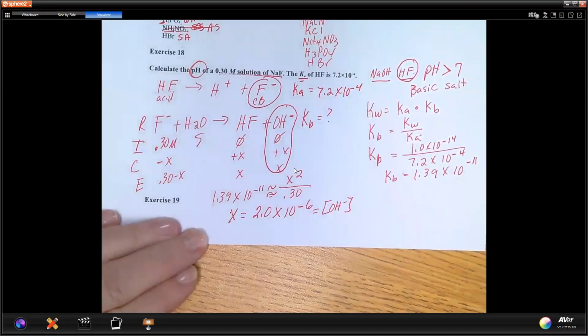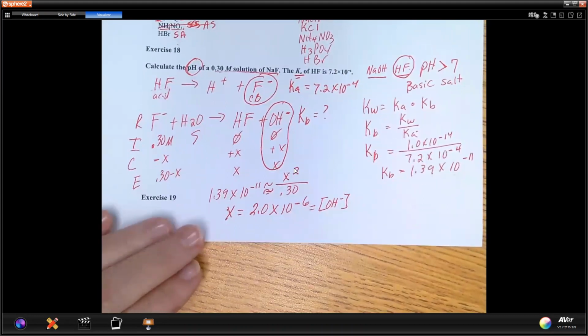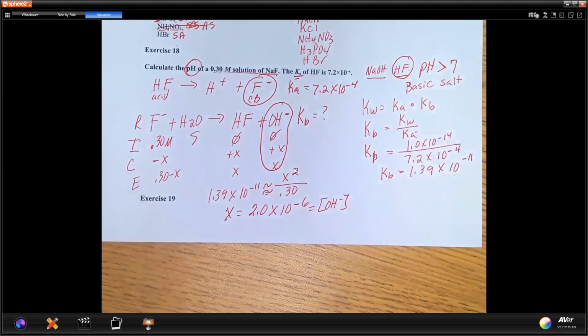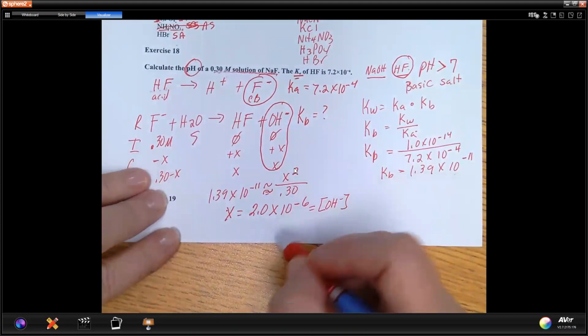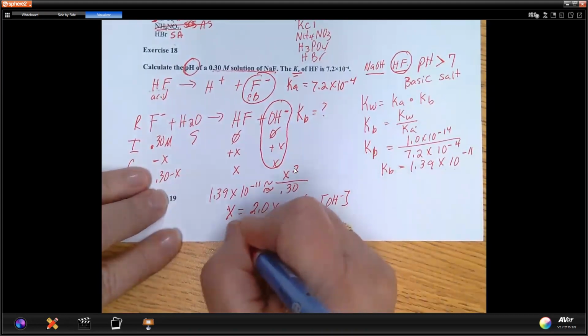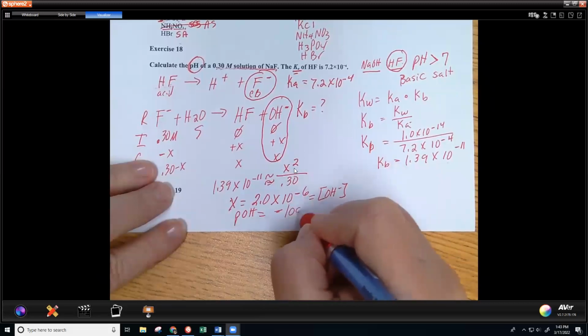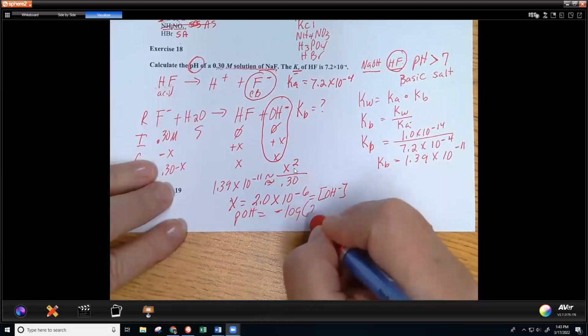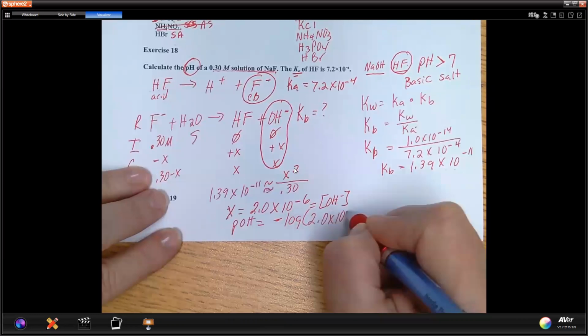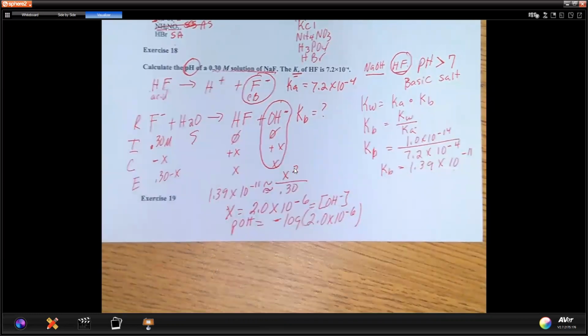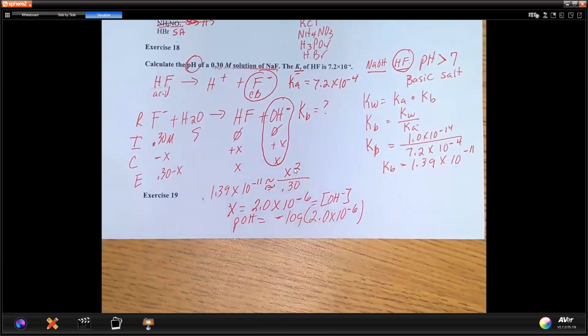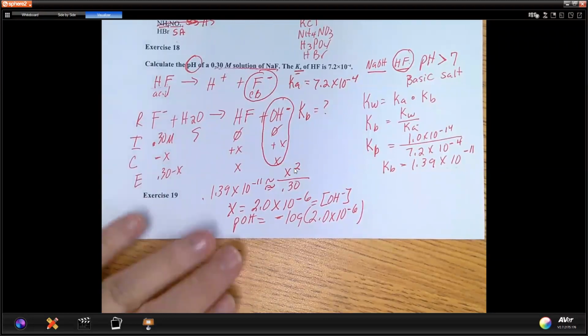Up in the problem, I'm trying to find pH. So I'm not finished yet. So my first thing that I would have to do is I would have to find my pOH, which is negative log of my hydroxide concentration. Once again, you have to write these steps to get credit. If you just go from this and all of a sudden you have a pH, you're not getting credit for that on the AP test or on my test. So you got to take these steps.